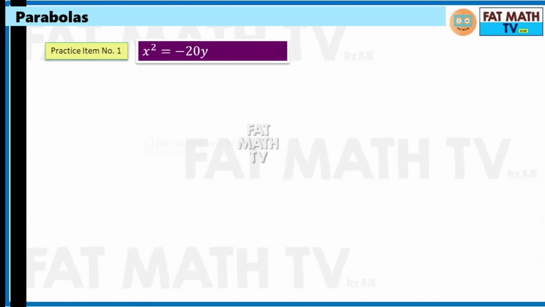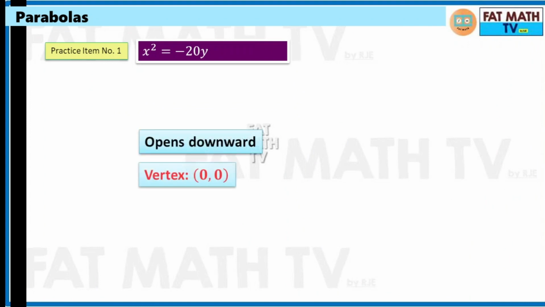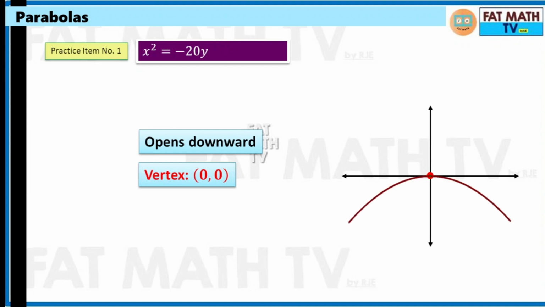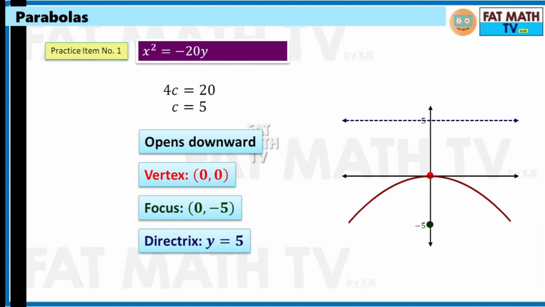So for number 1, x squared equals negative 20y. So that opens downward with vertex at 0, 0. And c is 5. So focus is at 0, negative 5. And the directrix is y equals 5. And the axis of symmetry is the y-axis, x equals 0. You can check your work.